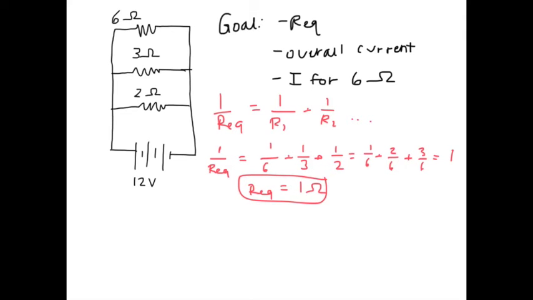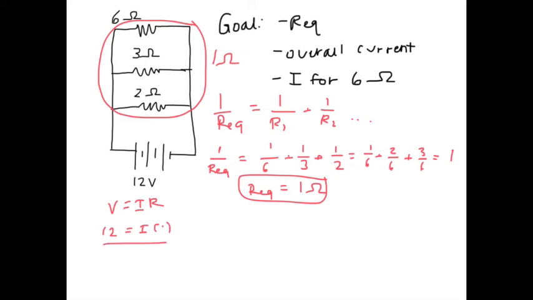The second part is overall current. For the sake of this, we can essentially treat all 3 resistors as one resistor with a strength of 1 ohm. So if V equals IR, and we know that it's 12 volts, 12 equals I times 1. We divide both sides by 1 to find that I, or the current, is 12 amps overall.